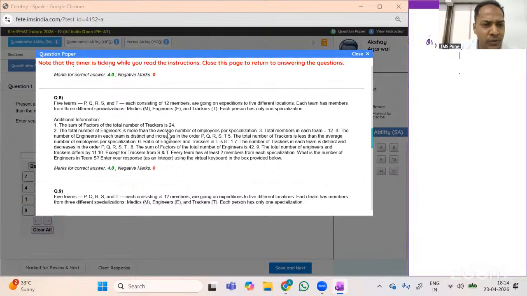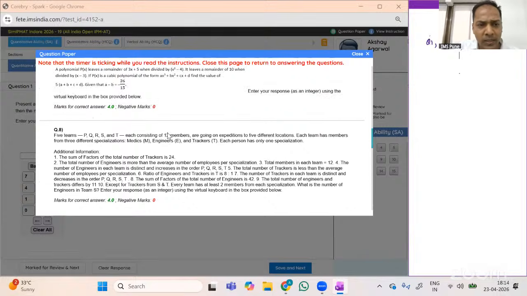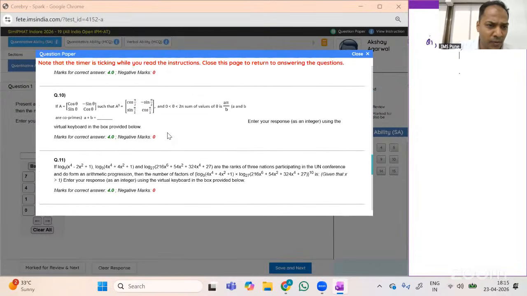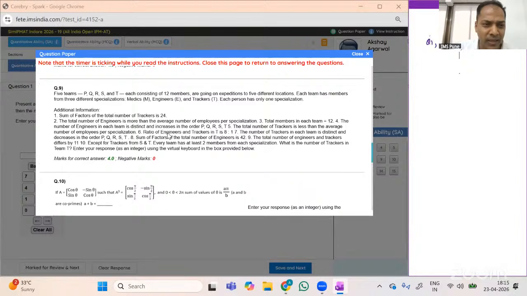5 teams. Okay, there was a question on this earlier as well. So this PQRST is something which has 2 questions linked to it. All right. I'll check that in the end whether question number 3 and 5 are to be done or not. So 3 and 9, sorry.